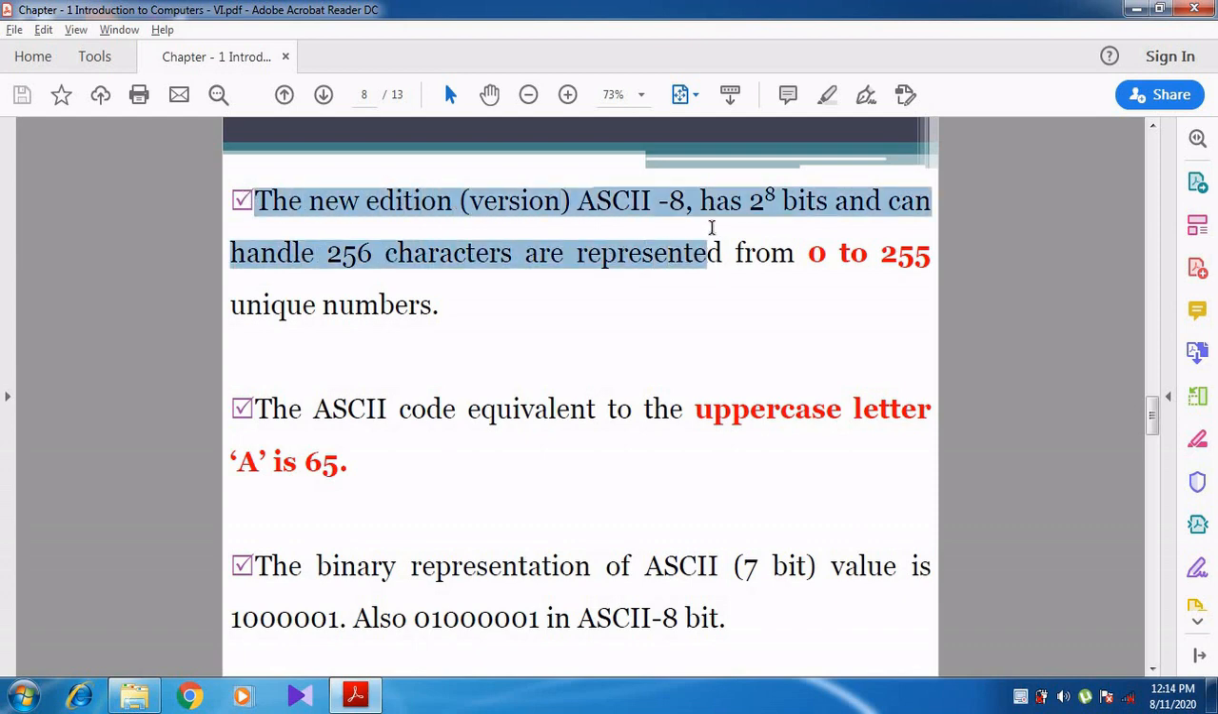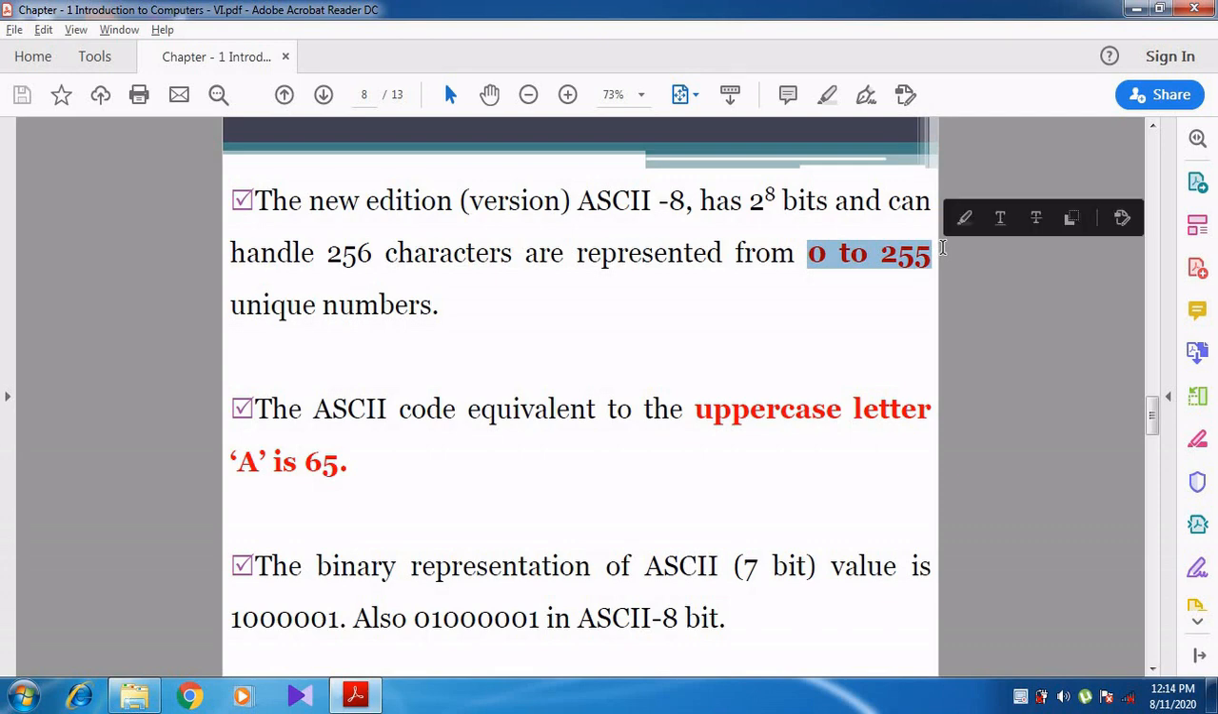The new edition, ASCII 8, has 2 power 8 and can handle 256 characters. So how many characters can it handle? 256. That is the latest version they have developed. But before that they developed only 7-bit, so 2 power 7 means it can accept only 128. Later they developed the latest version, that is 2 power 8, so 256 characters. It starts from 0 and it ends at 255.